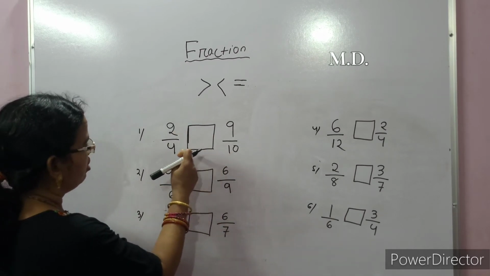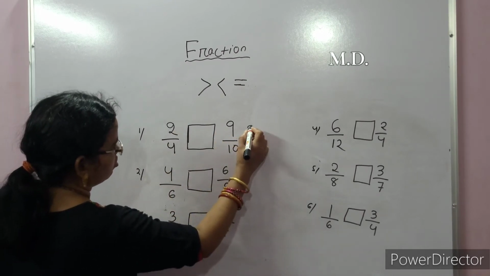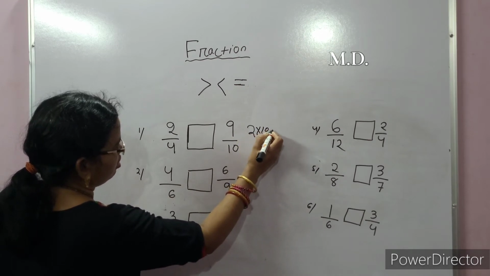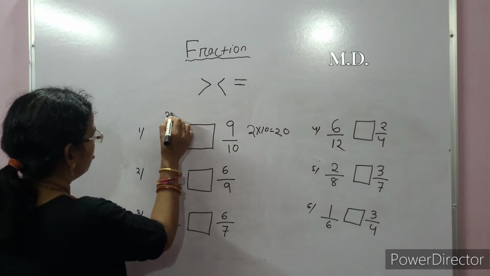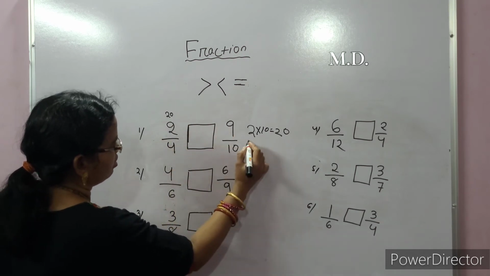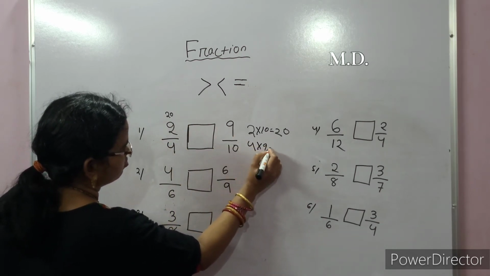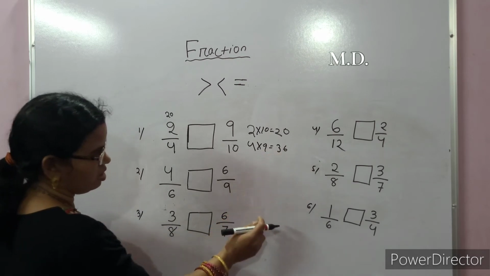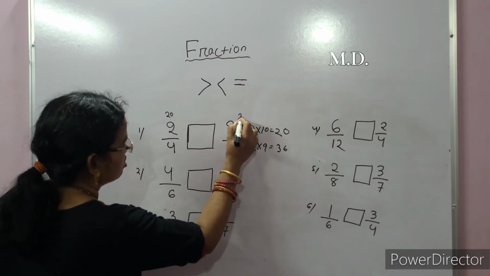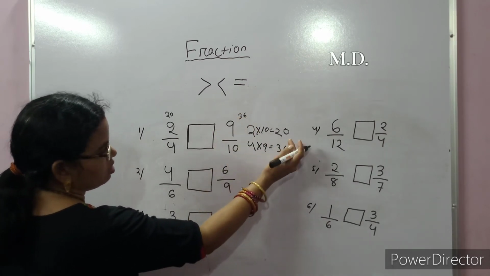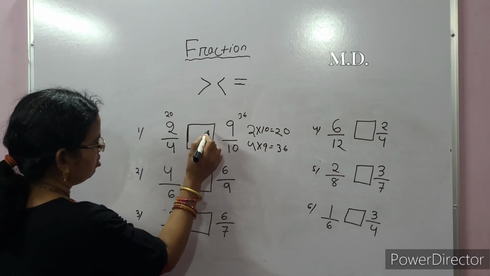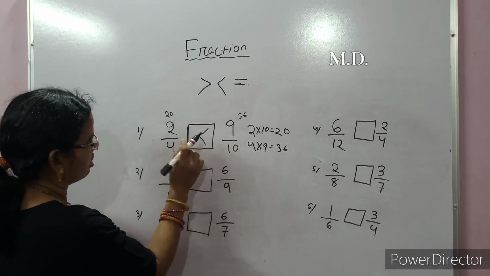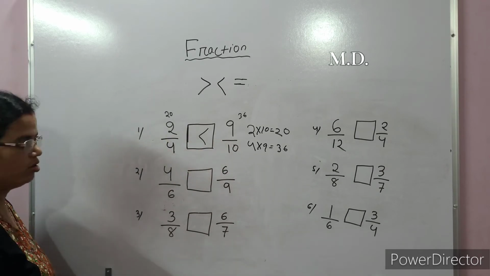2 into 10, 20. 4 into 9, 36. Which is greater, 20 or 36? 36 is greater. So 9 by 10 is greater than 2 by 4.